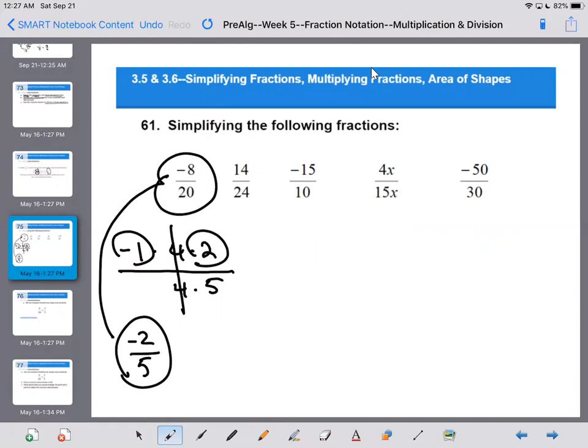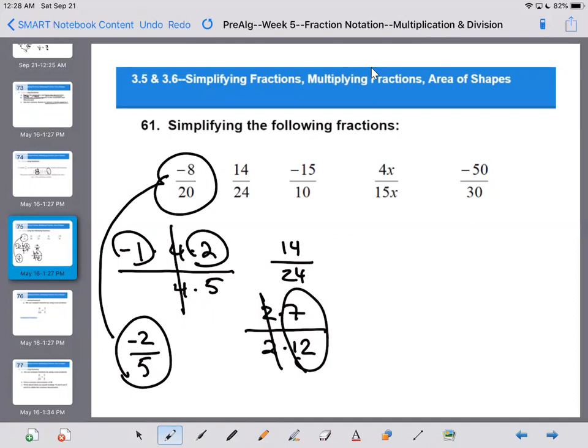Let's look at 14/24. Well, factors of 14 would be 2 and 7. Factors of 24 would be 2 and 12. So you're always trying to look for ones that they have in common, and they do. It's right there. So these would divide out, leaving you with 7/12 as your simplified form.